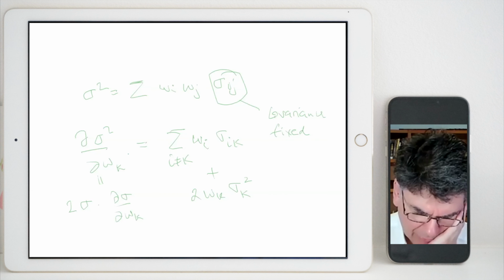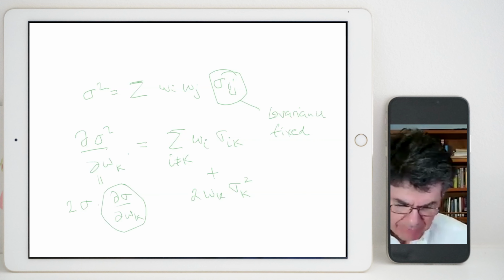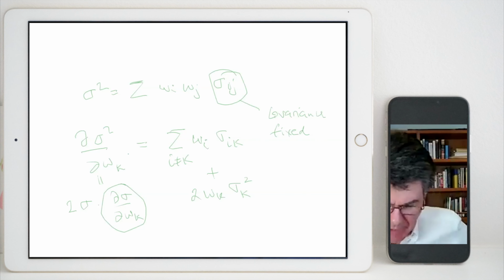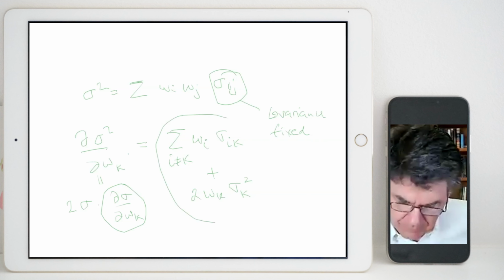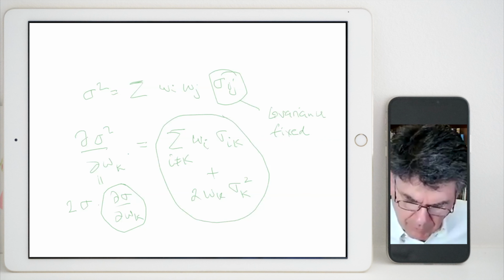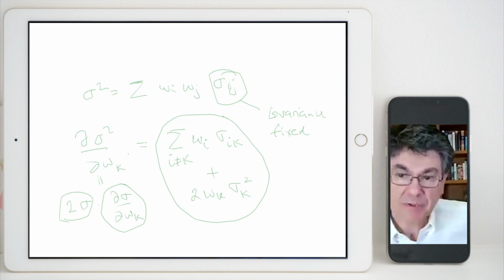Okay, so from here you can get the derivative of the volatility with respect to the weights from this expression here, divided by 2 sigma. That's perhaps the easiest way to do it.